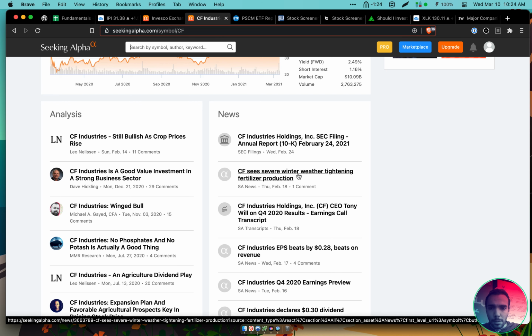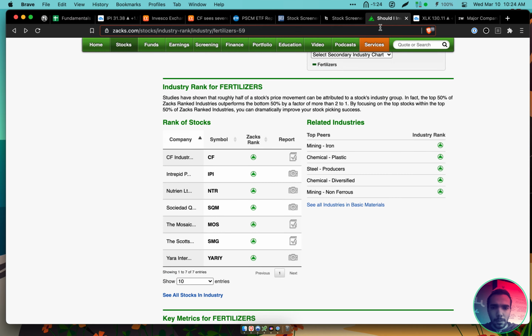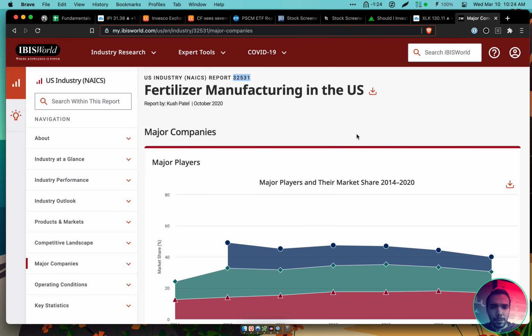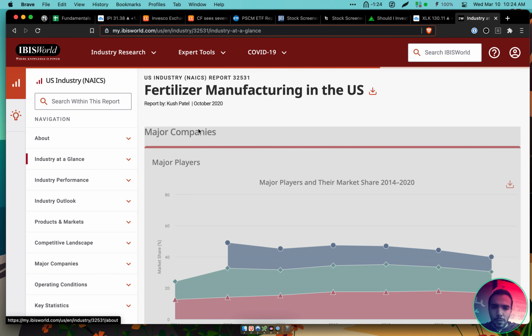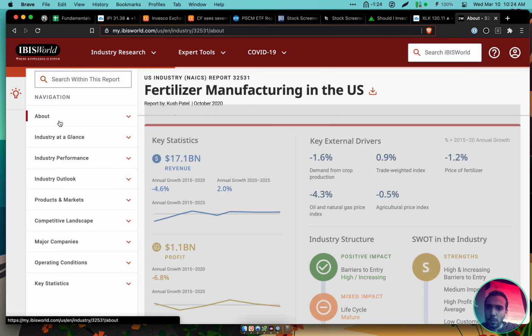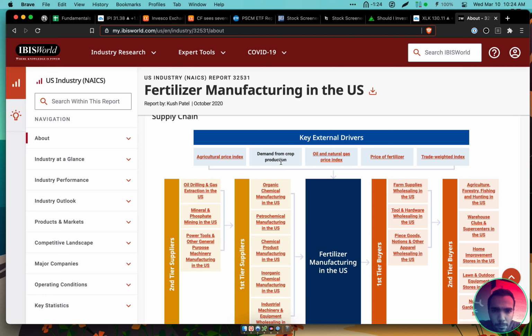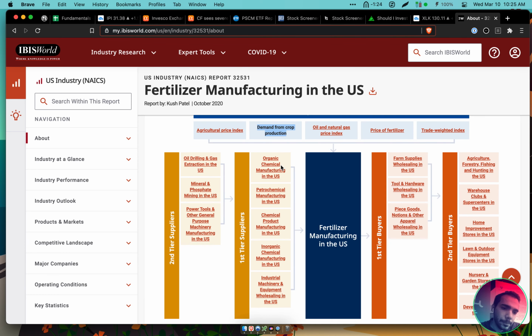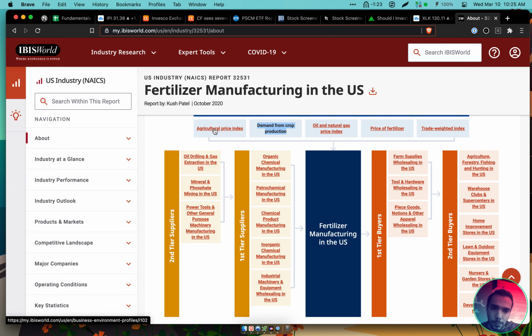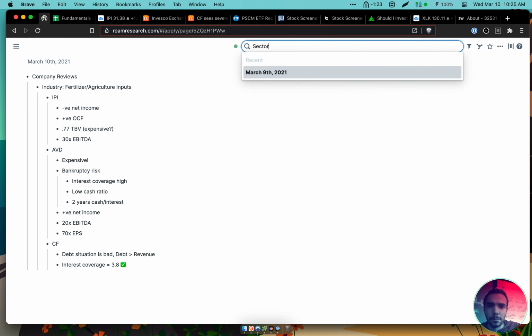CF's severe winter weather tightening fertilizer production. Yeah, okay. So the industry seems to be heavily impacted by the weather. I didn't consider that. Demand from crop production. So if you have adverse weather conditions, then that's going to impact demand for fertilizer. Duh, right? I didn't consider that. That makes a lot of sense. So adverse weather conditions impact demand for fertilizer. That is good to know.